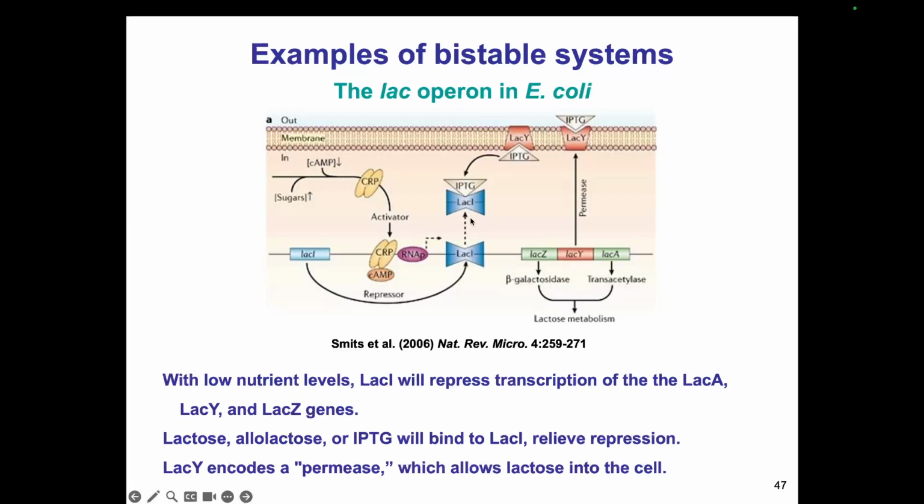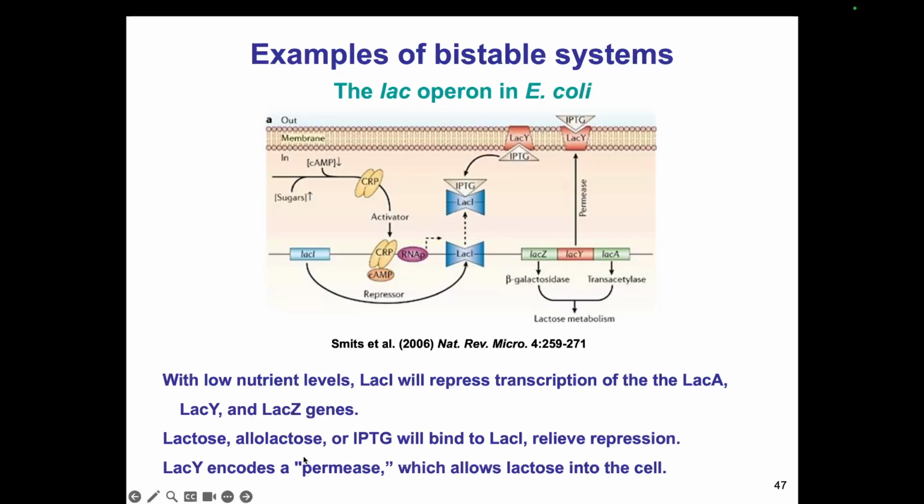So this lac I factor will repress this particular gene. So this particular gene has three elements, LAC-Y, LAC-A and LAC-Z. These help in lactose metabolism, right? This will help in lactose metabolism, shifting away from glucose metabolism. So if there are low nutrient levels, LAC-I will repress the transcription of these three genes.